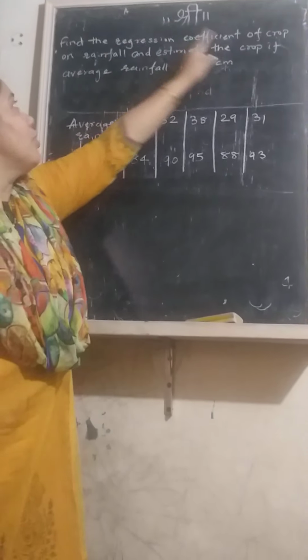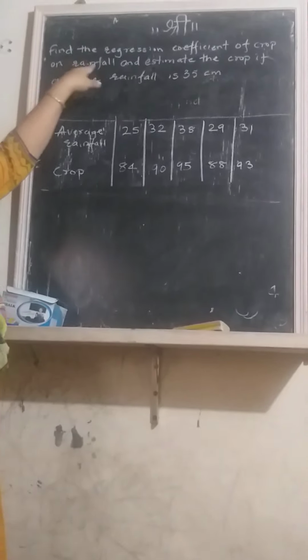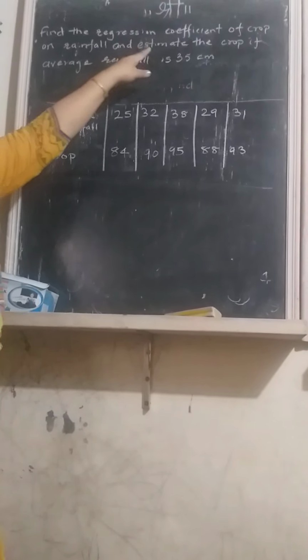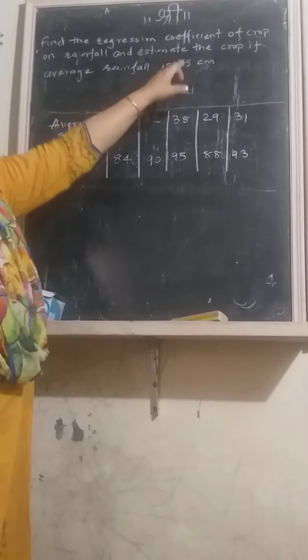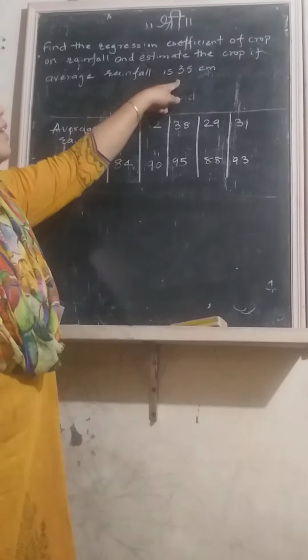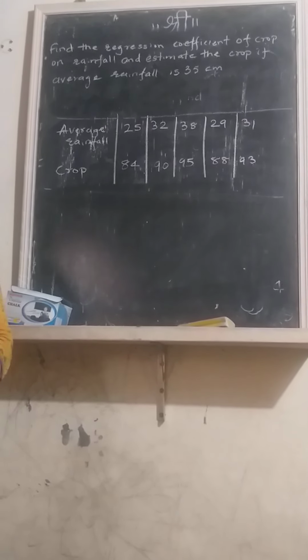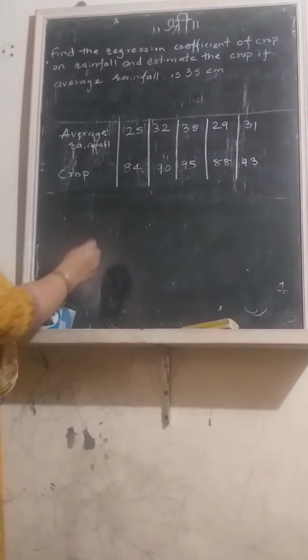For this, let us take one example from your exercise. As you can see here, we have to find the regression coefficient of crop on rainfall and estimate the crop if the average rainfall is 35 centimeter. Now, according to this, the first step is we have to define the variables. So let us define the variables.